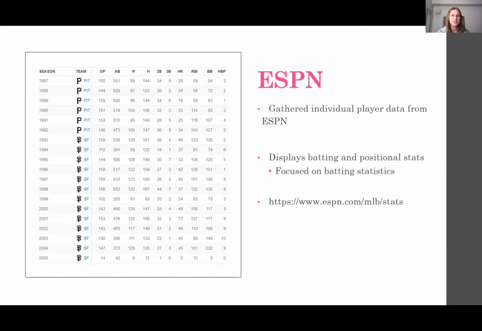On the left here is just a quick screenshot of what the ESPN website looks like. It's not showing all of the columns, but there were 20 columns of information, but it's just showing each player's season that they played, the team they played for, and then all of their batting statistics. And the website does have their batting as well as their positional statistics, but I've been just focusing on batting statistics for this project.